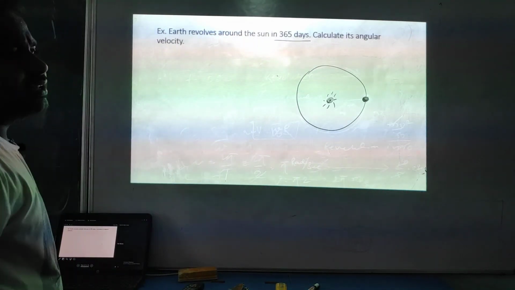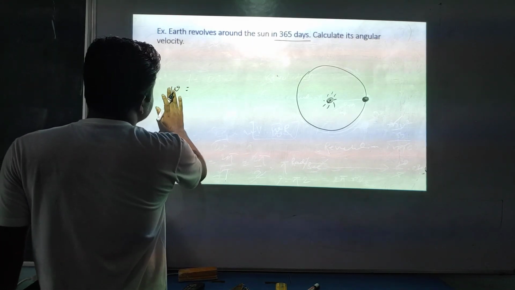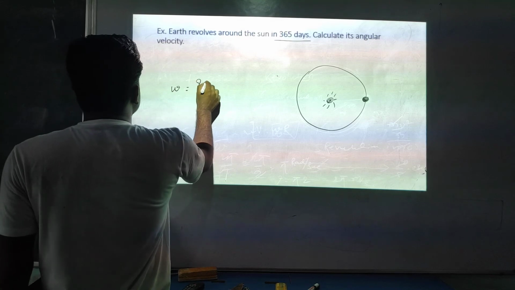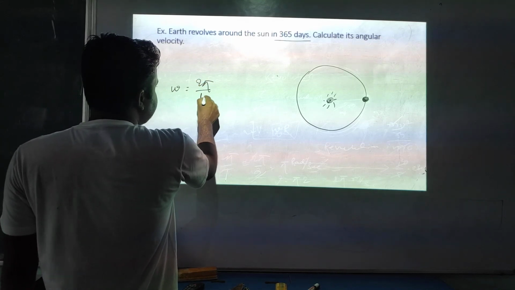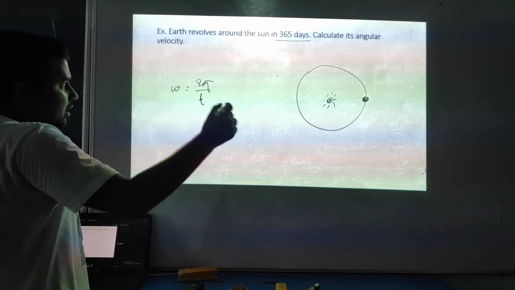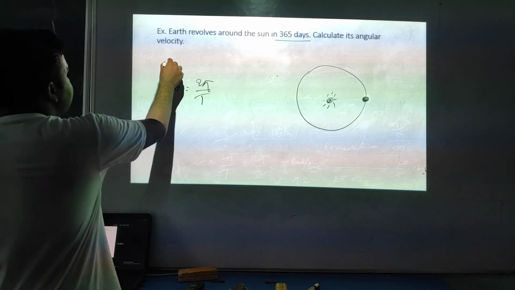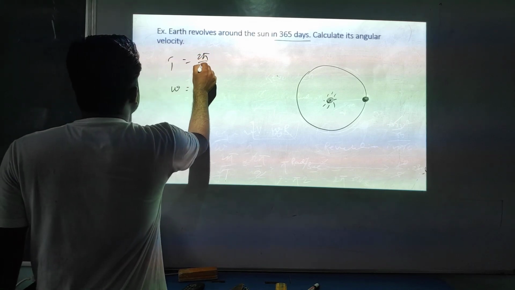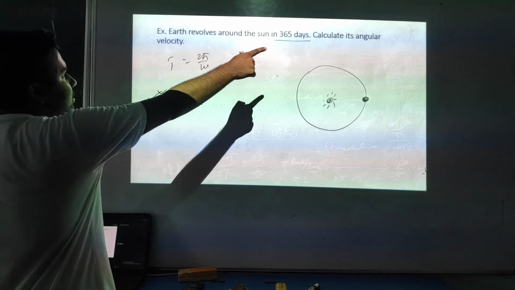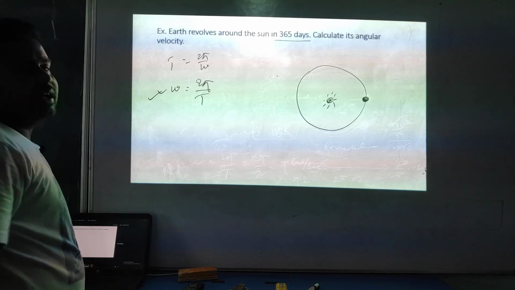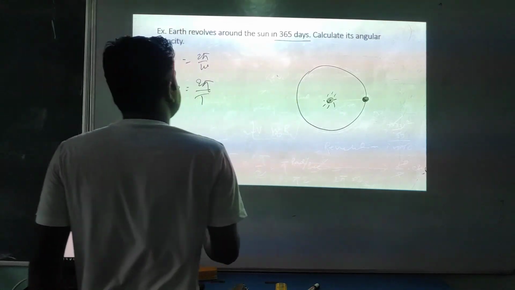Calculate the angular velocity. We all know, students, the angular velocity omega equals 2 pi by T. Sorry, 2 pi by capital T, because we know that the time period T equals 2 pi by omega. But here what we have to find is the angular velocity. So we can write this. The time period is given here, but look at this.